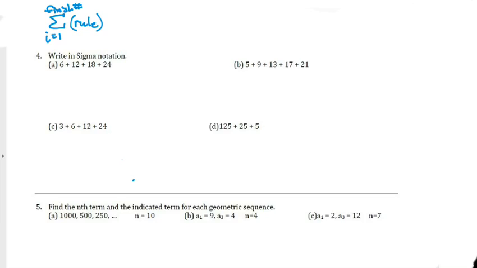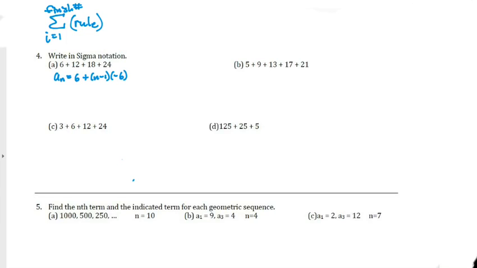All right, so you guys see the 6, the 12, the 18, and 24? Do you guys see a pattern right there? What's the pattern? It's adding 6 every time. So that means this is arithmetic. So my rule is going to look like this. We start with 6 plus n minus 1, and then we're going to multiply it by negative 6.